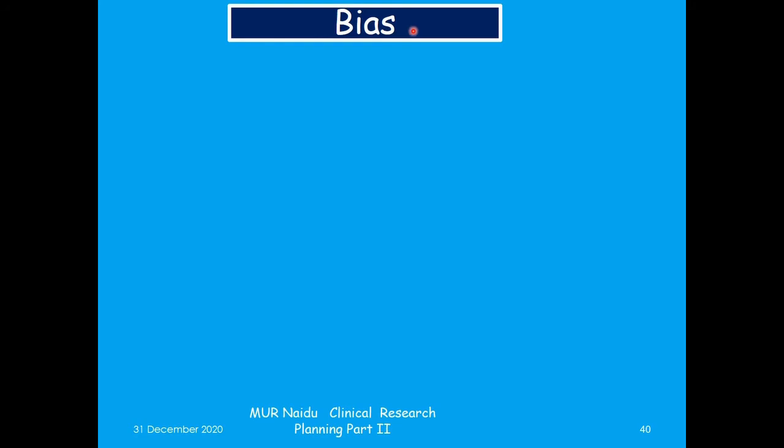One should be very careful in any clinical research about the bias. These are a very common type of problem which may lead to wrong results, and ultimately there will be a problem as far as the interpretation of data is concerned. These biases can actually be divided into two major categories.